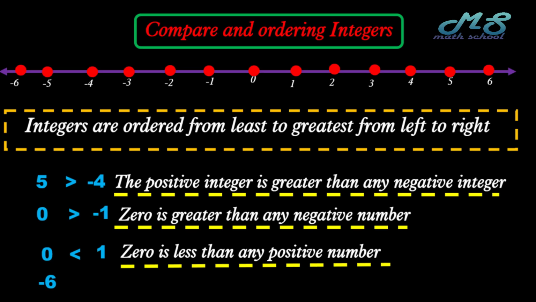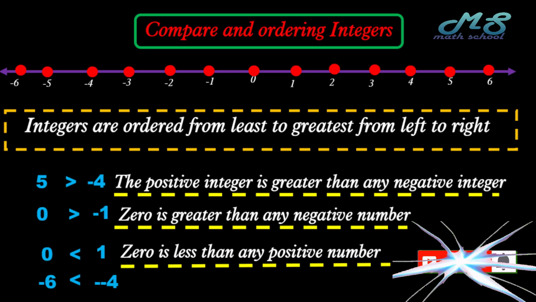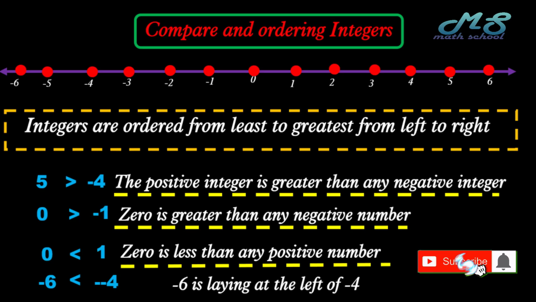But negative 6 is less than negative 4. Why, guys? We studied before. Because negative 6 is lying at the left of negative 4, or negative 6 is before negative 4 on the number line. So negative 6 is lying at the left of negative 4. We can say that negative 6 is less than negative 4.